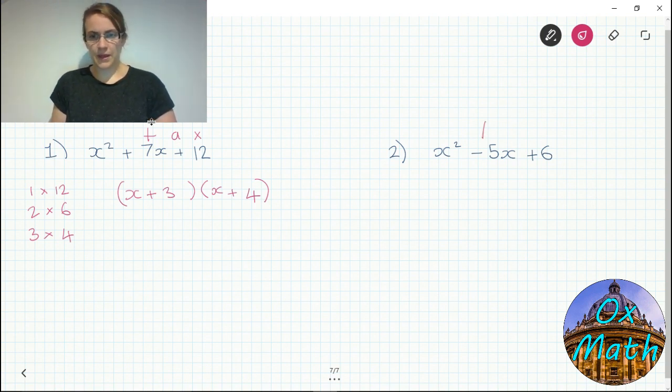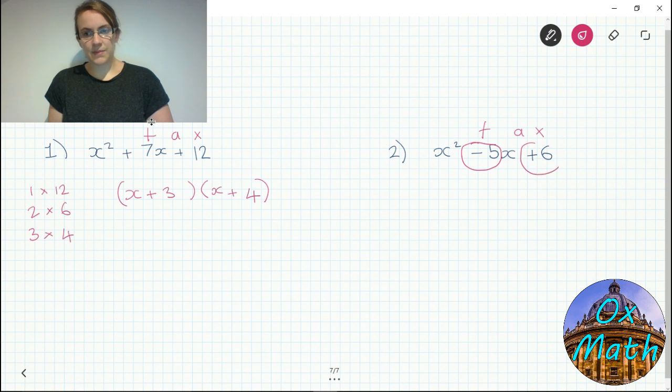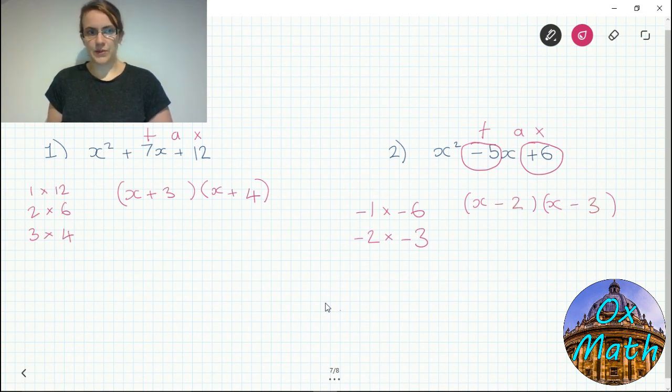For number 2, this time they need to add to give us minus 5, but times to give us plus 6. The only way that's going to work is if we have two negative numbers times together, because two negatives would give us a positive when multiplied, but a negative when added. So minus 1 and minus 6, minus 2 and minus 3 are our only possibilities. Minus 1 and minus 6 would give us minus 7, but minus 2 and minus 3 give us our minus 5 that we need. So we know that in our brackets the x times x gives us our x squared, and our two numbers must be minus 2 and minus 3.